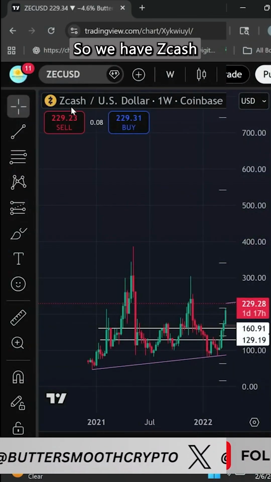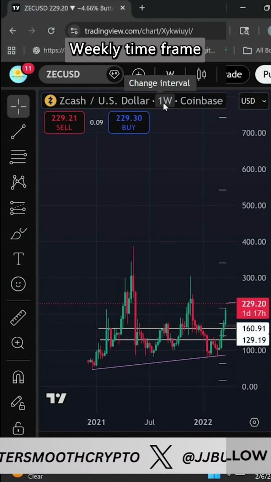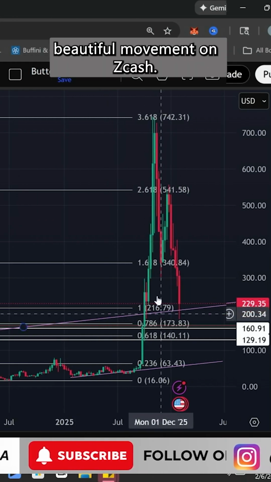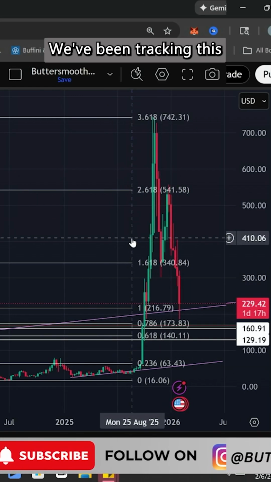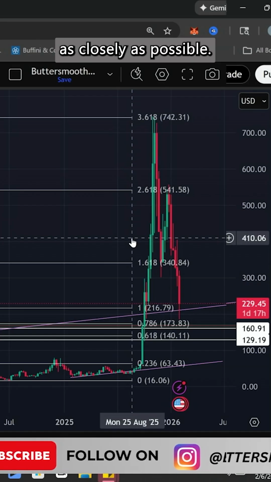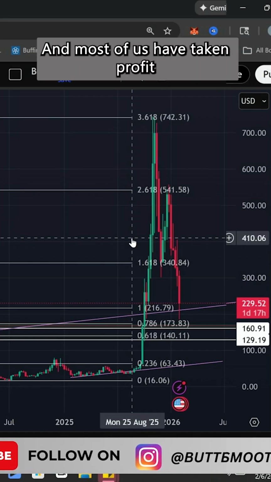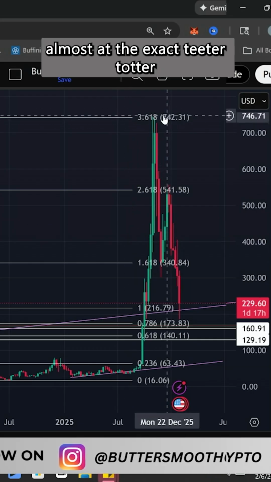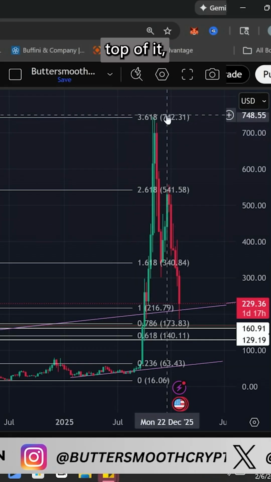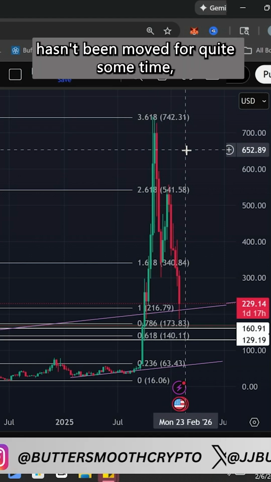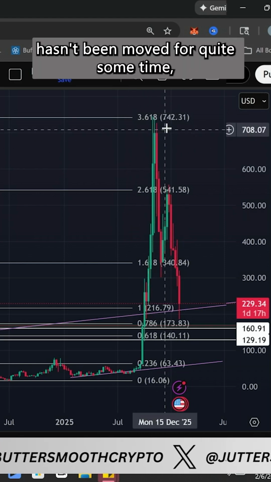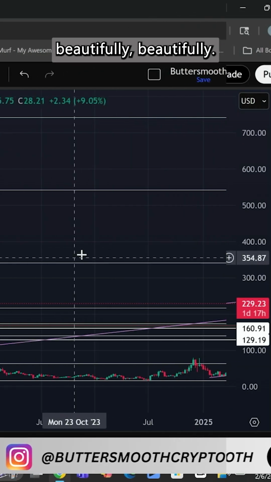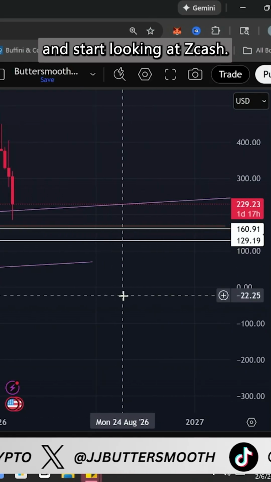All right, so we have Zcash paired with the US dollar, weekly time frame. Data's coming in from Coinbase. Forgive the messy chart, but we've had beautiful movement on Zcash. We've been tracking this as closely as possible, and most of us have taken profit almost at the exact teeter-totter top of it. That Fibonacci hasn't been moved for quite some time, and it has come through beautifully. So let's just zoom in right away and start looking at Zcash.